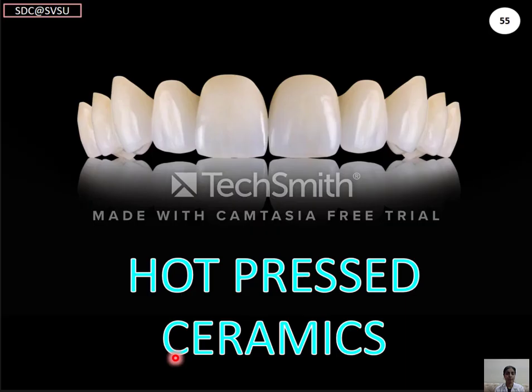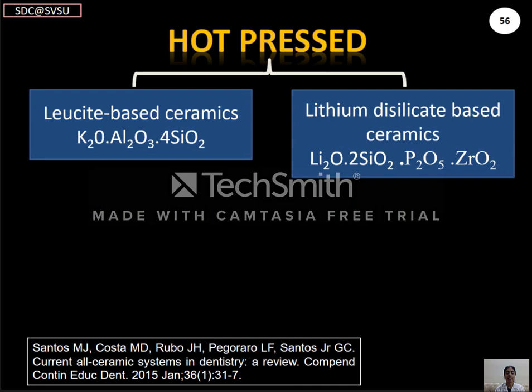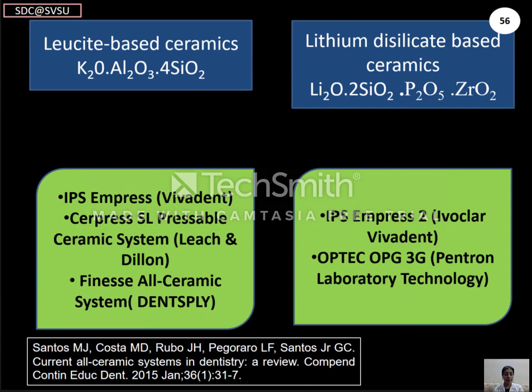Hot press ceramics. This includes leucite based ceramics and lithium disilicate based ceramics. Leucite based ceramics are available in the market by the name of IPS Empress and Sur Press SL pressable, and lithium disilicate based ceramics are available as IPS Empress 2 and Optec OPC 3G.